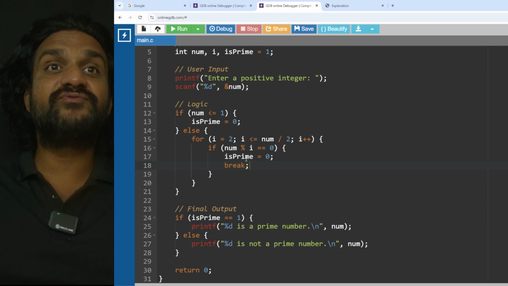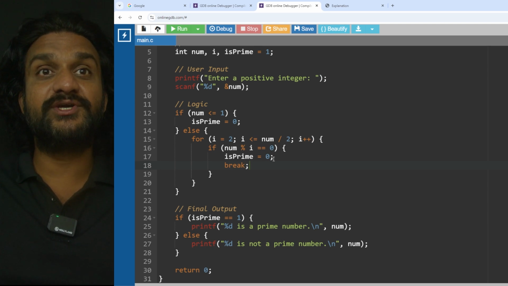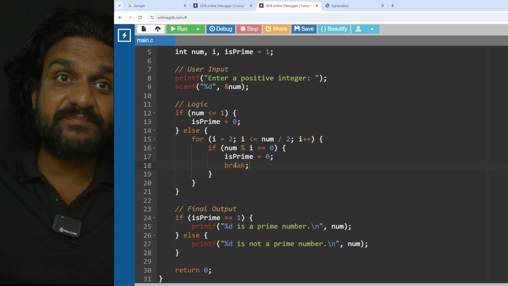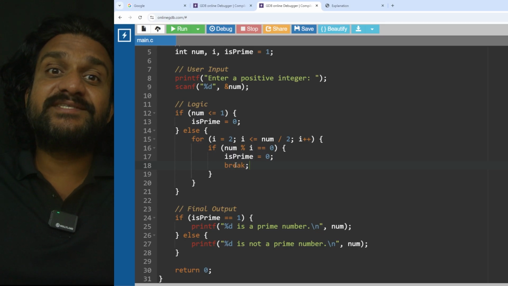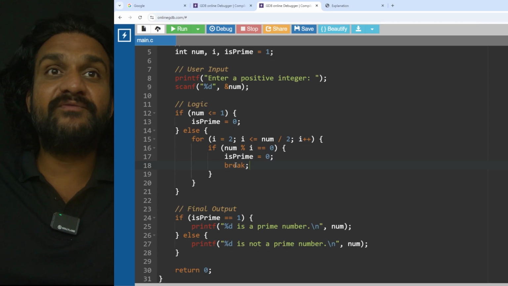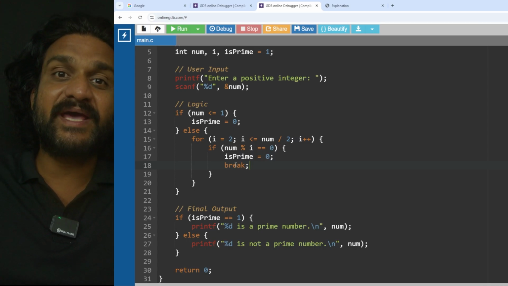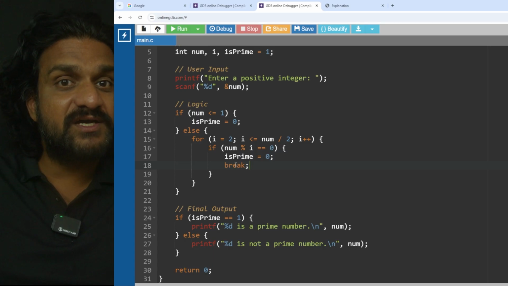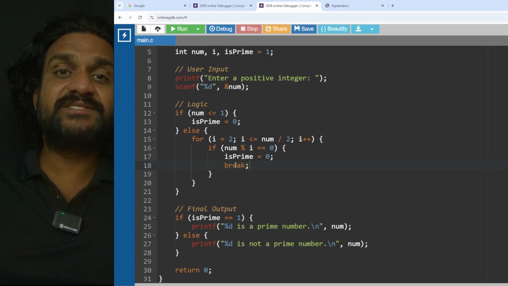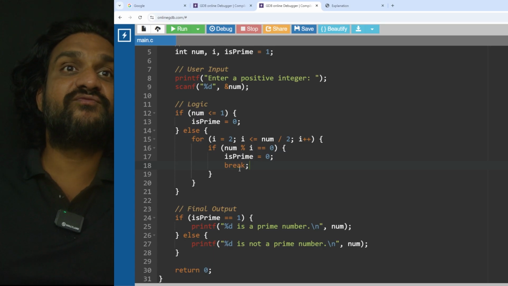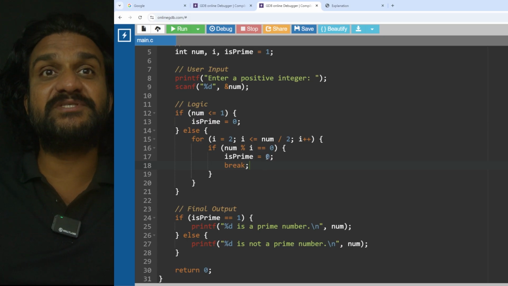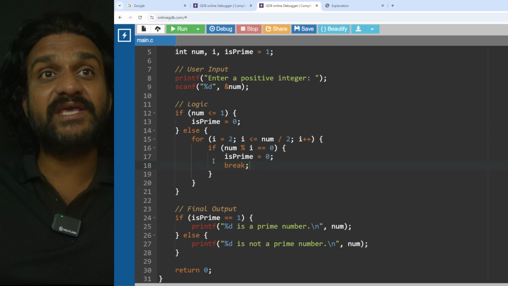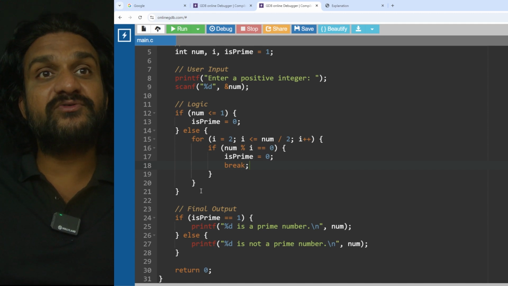Now we make isPrime equal to 0 and we break. The use of this break is, if the given number is divisible by any one of the numbers, there is no need for us to find the remaining cases, because that number is not a prime number. So I have made isPrime equal to 0, a break has been executed, and we come out of this for loop.